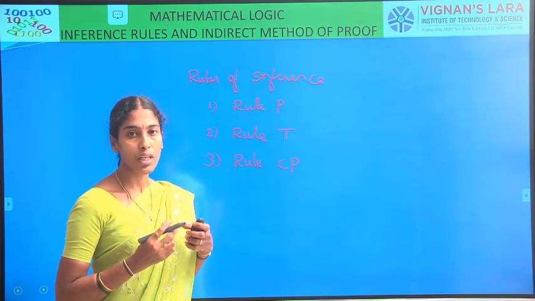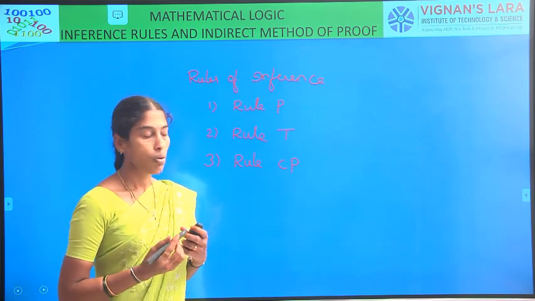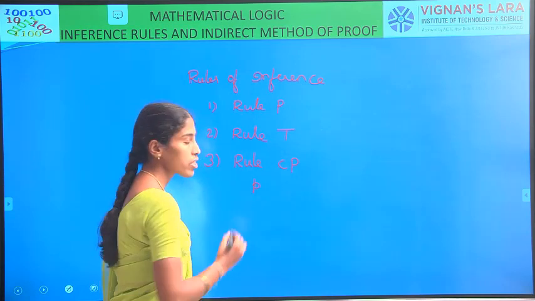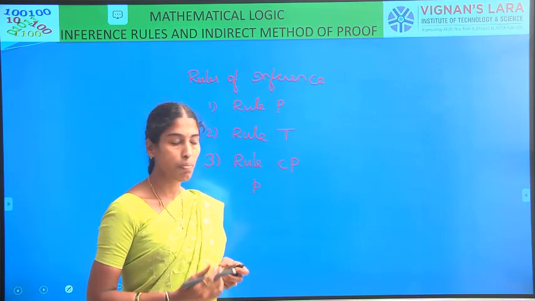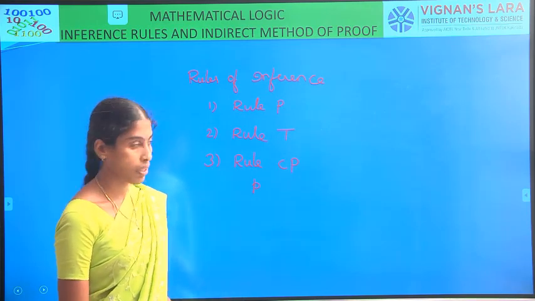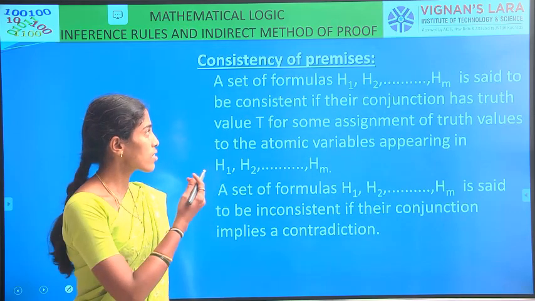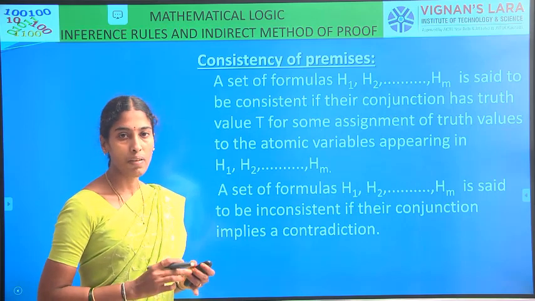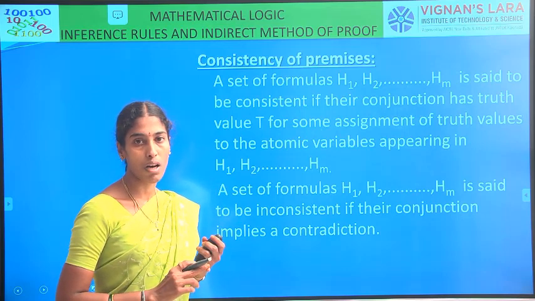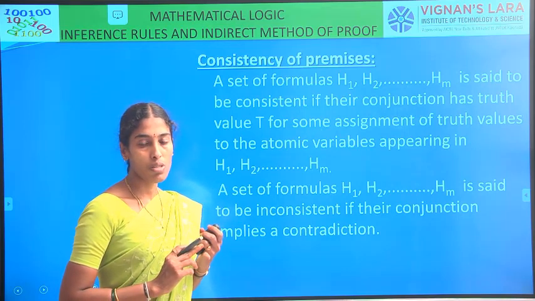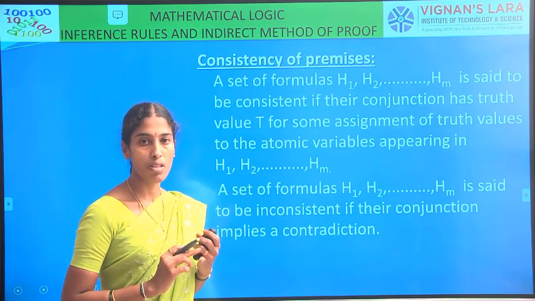That means whenever the conclusion consists of a conditional statement P conditional Q, we assume that P is the additional premise. By introducing an additional premise in the derivation part, we call it rule CP. In this class, we are discussing the consistency of premises. In the previous class, we discussed the topics of rules of inference and we derived the problems by using rules of inference, and also by using the indirect method of proof, we solved the problems.